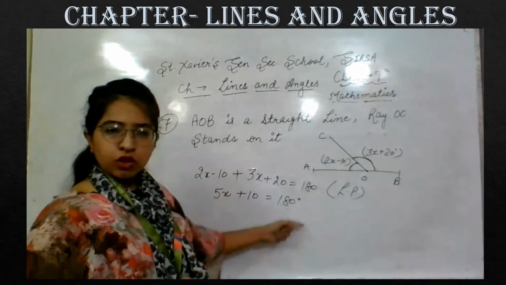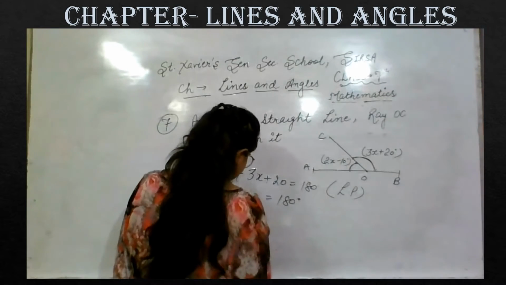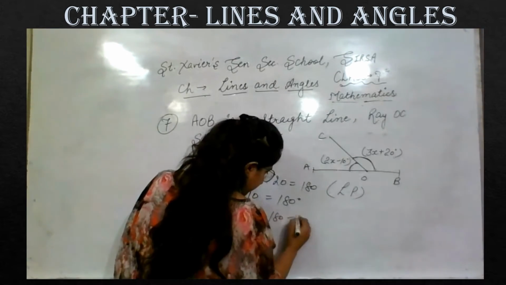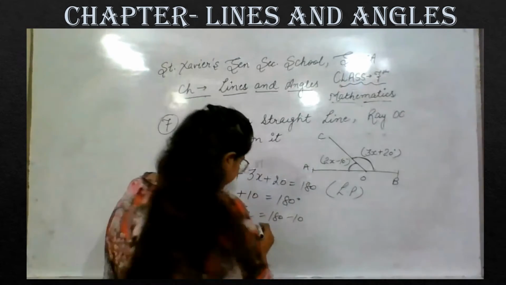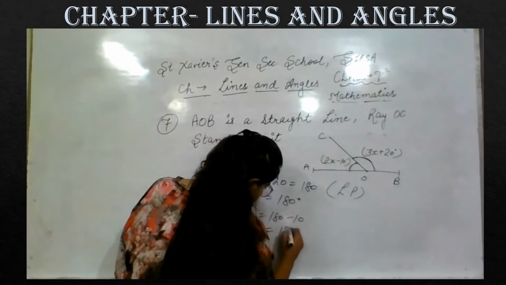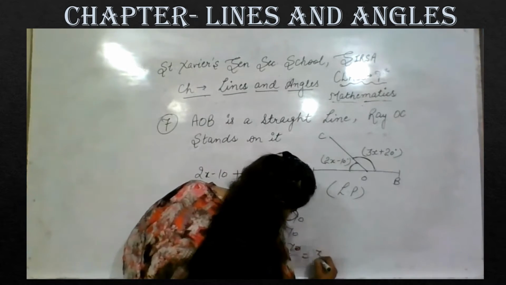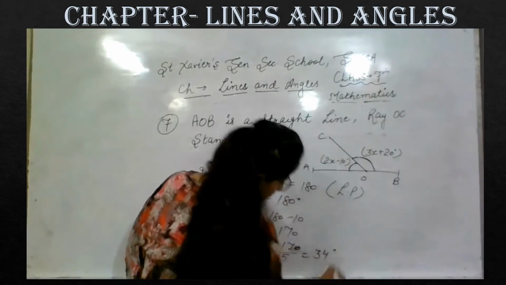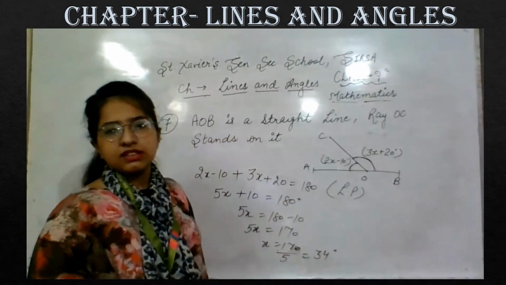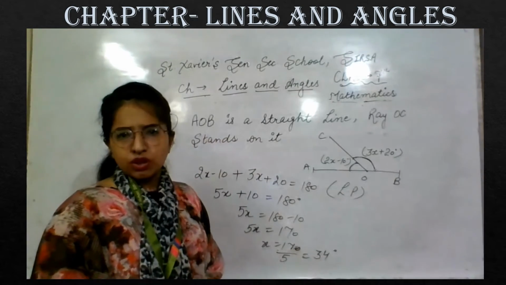Now plus 10 will go to that side. Transposed, it will become minus. Now 5x is equal to 170. So the value of x is 34 degrees, right? So this is the value of x only, students.